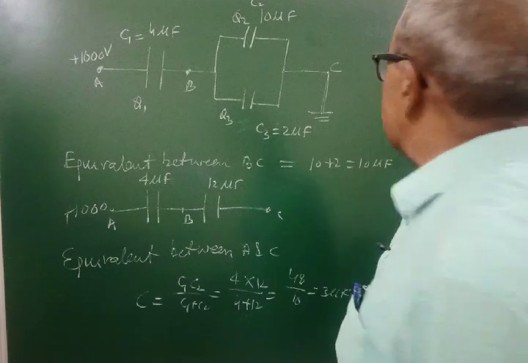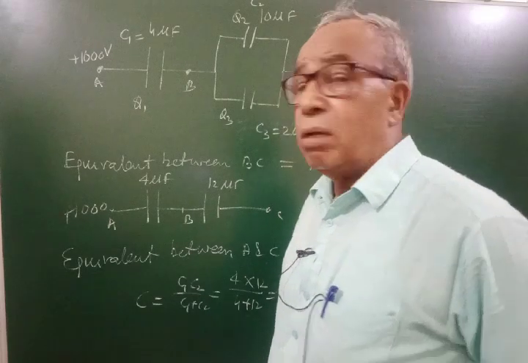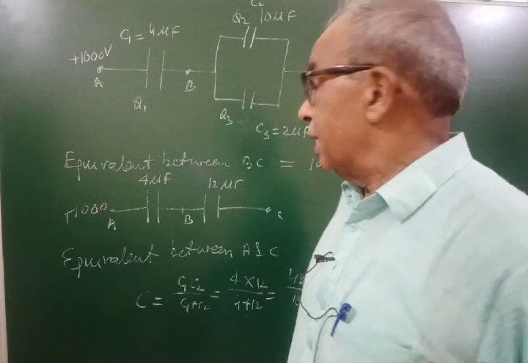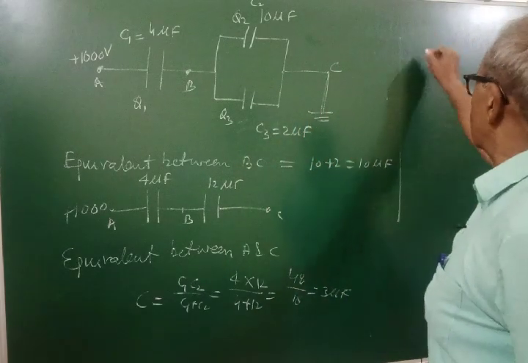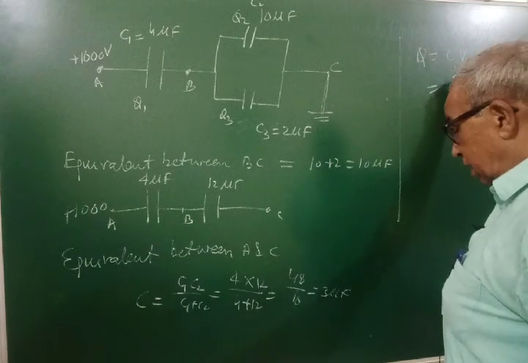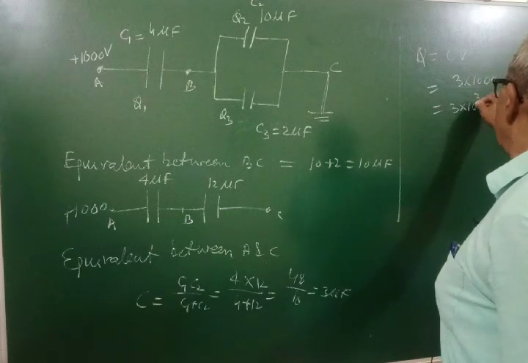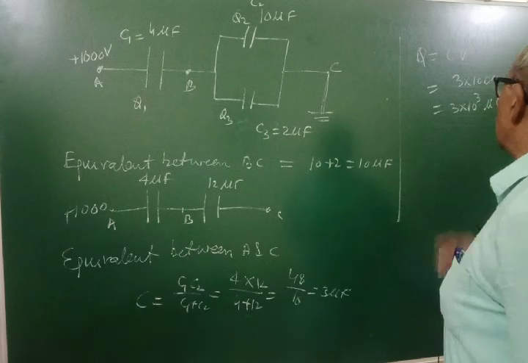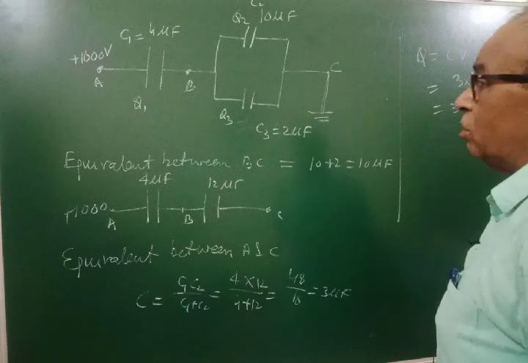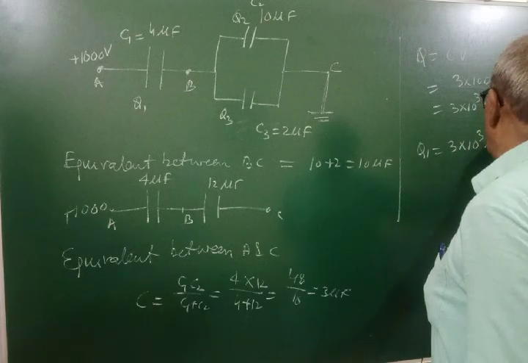So what is the charge on each? In series, you know, charge on each capacitor is the same and equal to the charge on the equivalent capacitance. So charge Q equals CV, which is 3 into 1000, so it is 3 into 10 to the power 3 micro coulomb, क्योंकि ये C माइक्रो फेरड में है. ठीक है भाई, यानी Q1 equals 3 into 10 to the power 3 micro coulomb.